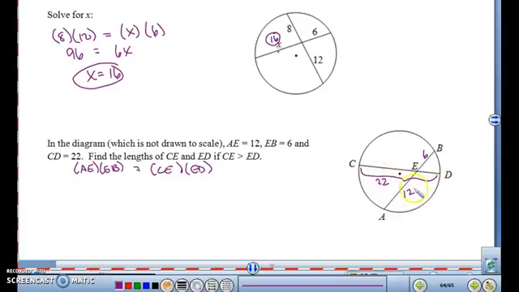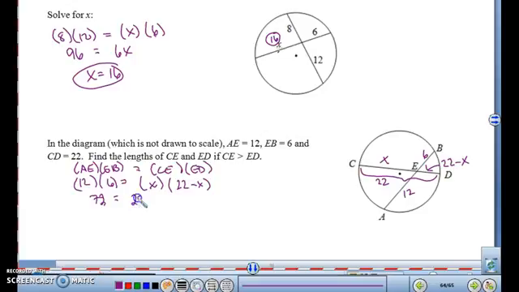Well, we do know that CE and ED add up to 22. So that means one of them is going to be x. Let's make CE x. And let's make ED 22 minus x. Because whatever's left over when we take away x will be left from 22. So there we go. So now we've got our values. AE is 12. EB is 6. CE is x. And ED is 22 minus x. All right, so just multiply. 12 times 6 is 72.